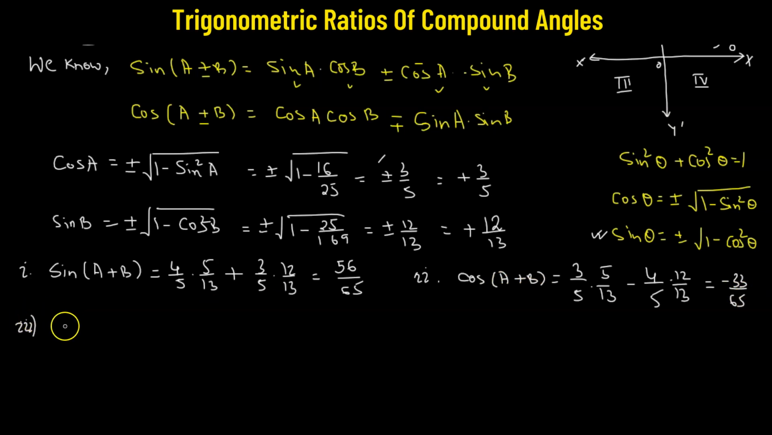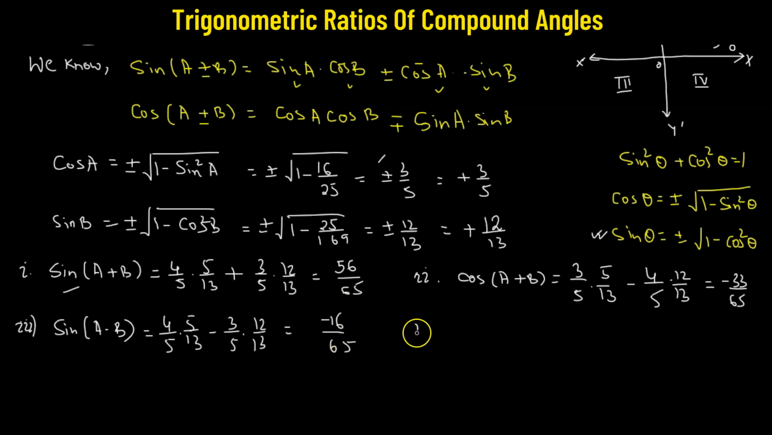Coming to the third part, sine A minus B. That's quite similar to sine A plus B, only the positive sign will be replaced with a negative sign. So we have 4 over 5 times 5 over 13 minus 3 over 5 times 12 over 13. Solving this gives us the value negative 16 over 65. And finally, we can find out the value of cosine of A minus B. It's quite similar to cosine of A plus B, except the negative sign will become positive. So 3/5 multiplied by 5/13 plus 4/5 multiplied by 12/13. Solving this, we get the final value 63 over 65.